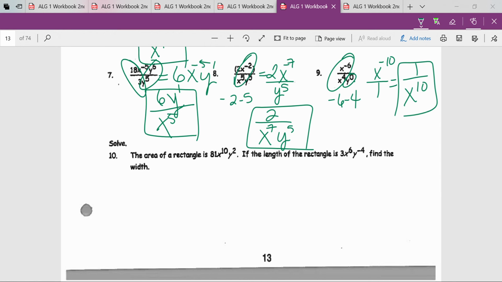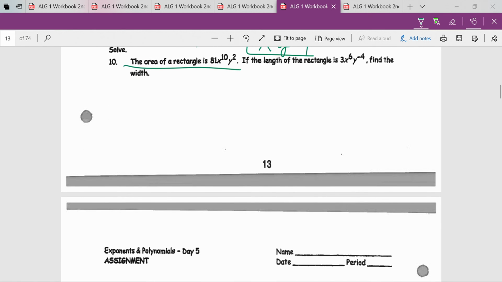I guarantee you there will be one problem like number 10 on our test. Probably more than one, but just FYI. It starts with the area of a rectangle is this. How do we find the area of a rectangle? Length times width. Area equals length times width. Then they give me one dimension, the length, and they're asking me for a missing dimension. Well, when we get area, we have to multiply. To solve for one of the dimensions, what do you think we're going to have to do?